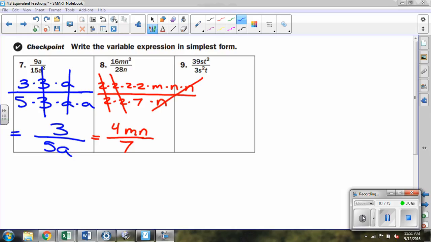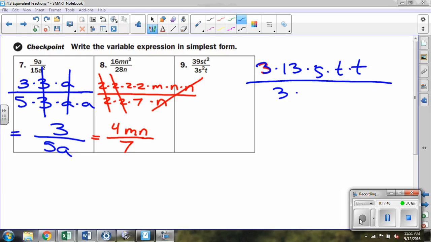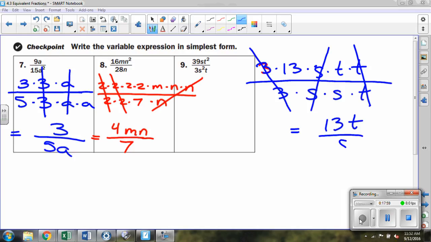And getting a start for a couple people. Remember that 39 is equal to 3 times 13. A couple people are having trouble getting started with that part. And after checking your work, we have s t times t, 3 times s times t, and now we can start checking for all the things that will divide out. The 3's divide out, a pair of s's and a pair of t's. Therefore, we're left with 13t over s.